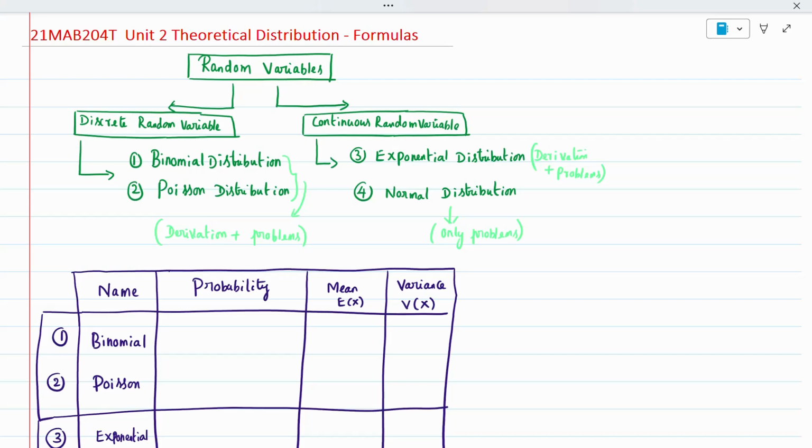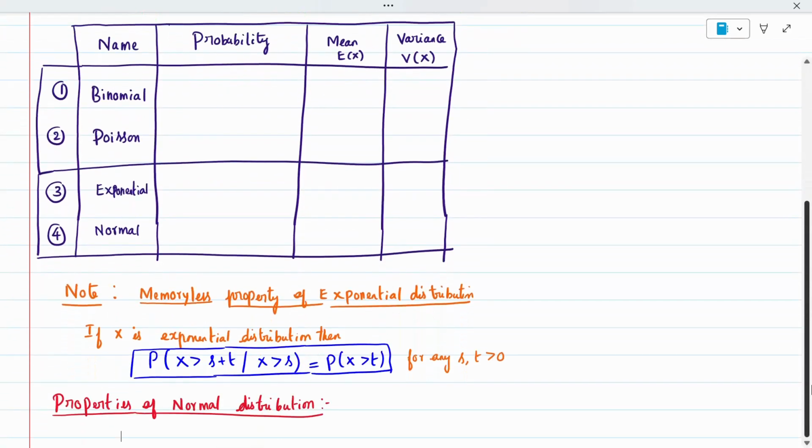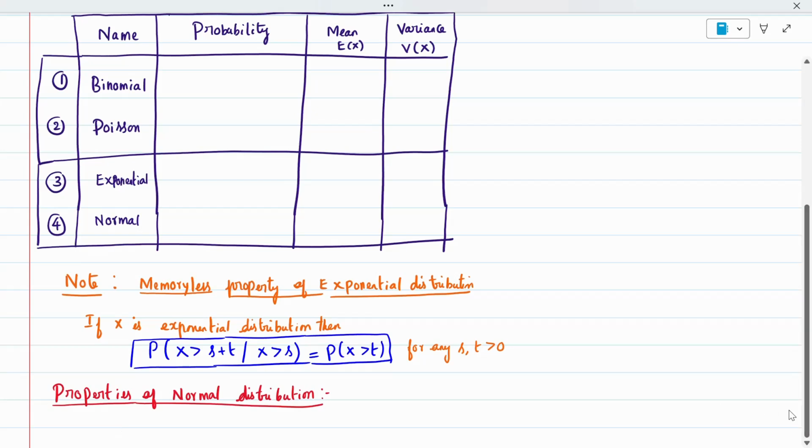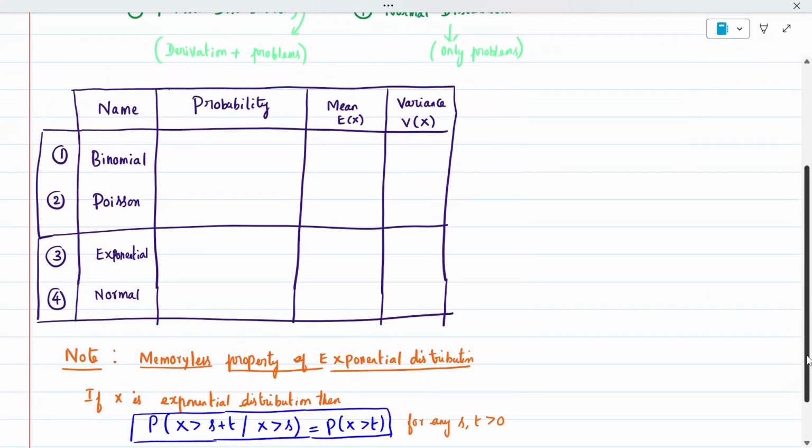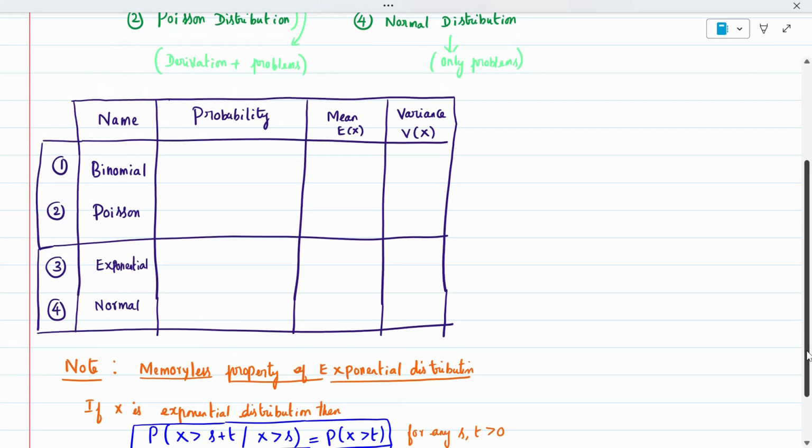First I will give you an overall view of the formula for all four distributions, and what the mean and variance are, so that it is easy to remember for derivation plus problems. The four distributions are binomial distribution, Poisson distribution, exponential distribution and normal distribution. What is the probability, mean and variance? If we know this, whatever is asked we can do.